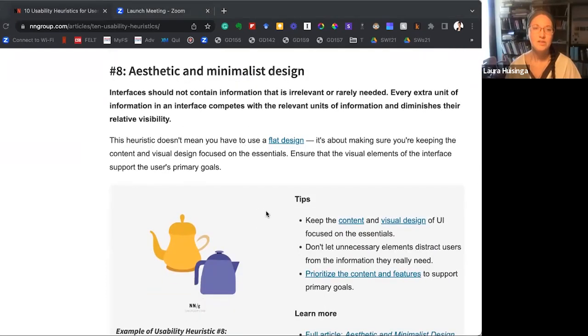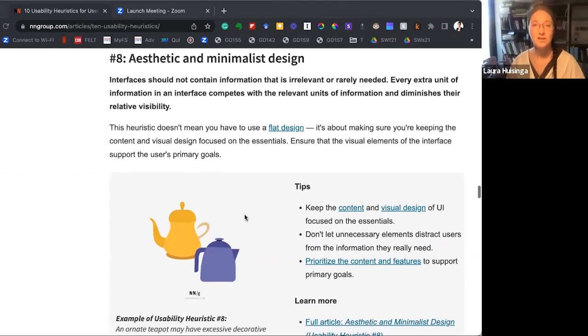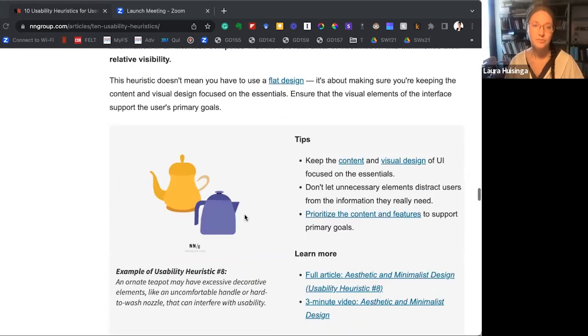This heuristic doesn't mean you have to use flat design. It's about making sure you're keeping the content and visual design focused on the essentials. You want to ensure that the visual elements of the interface support the user's primary goals.